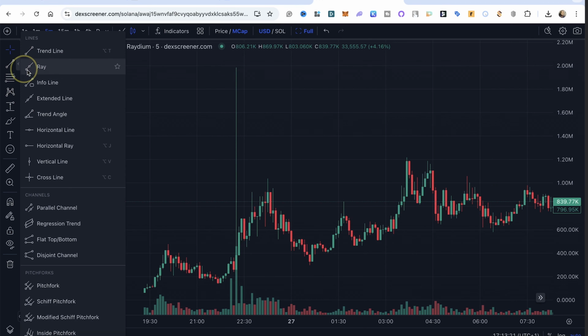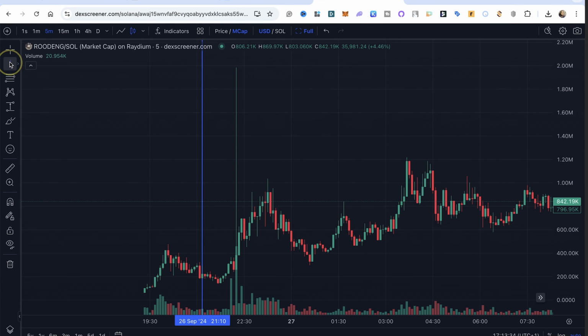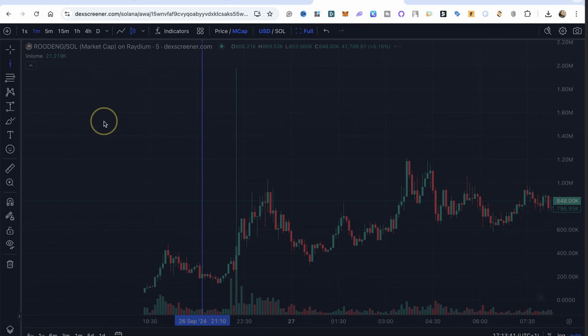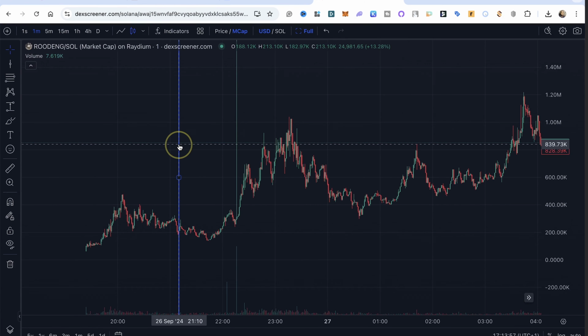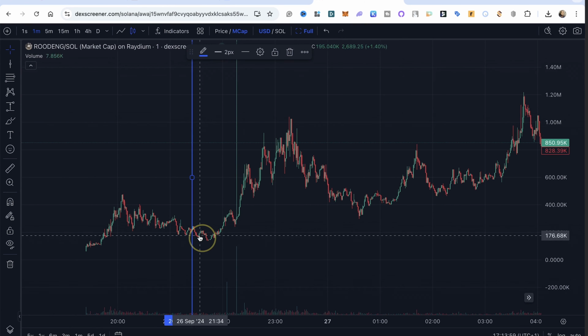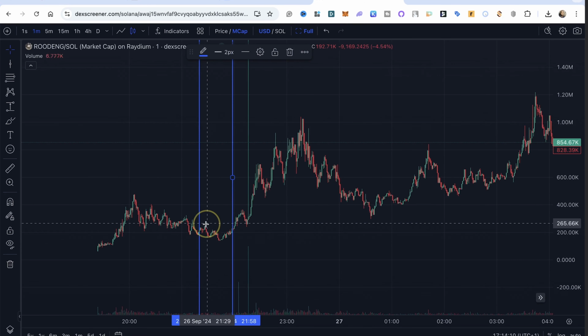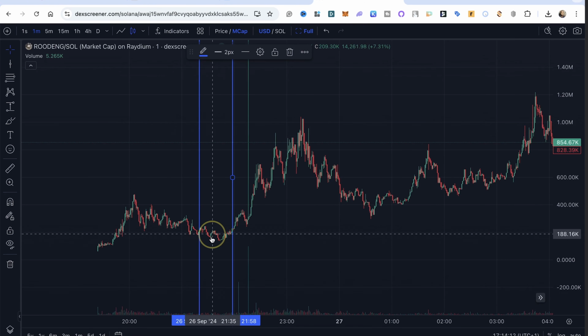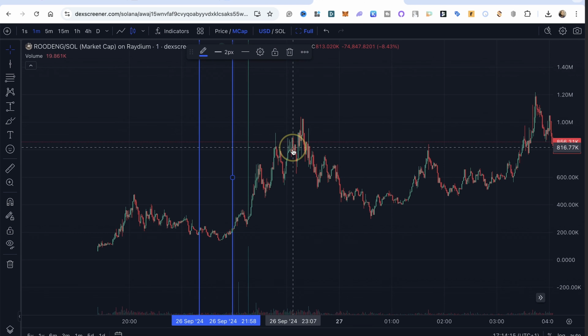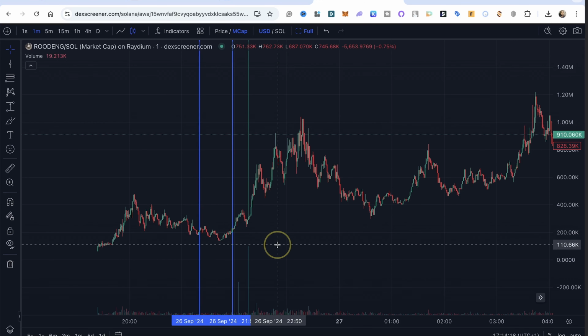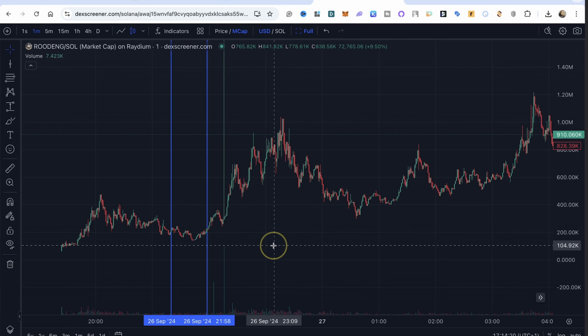So people that bought between here and, let me change the chart to a 1 minute chart. I'm looking for people that bought in this dip. So between here and here, who are the people that purchased in this region? Because this is where it took off from. Those might be insider wallets.